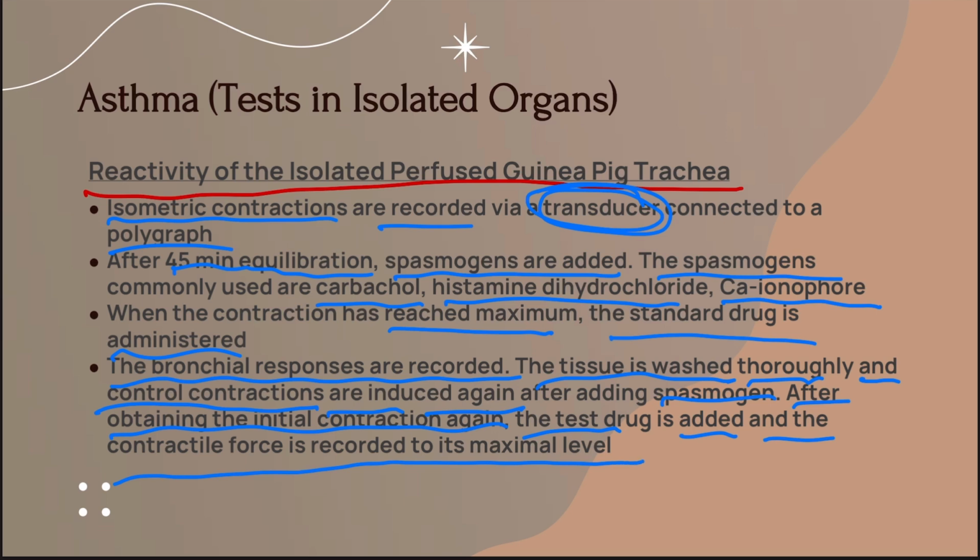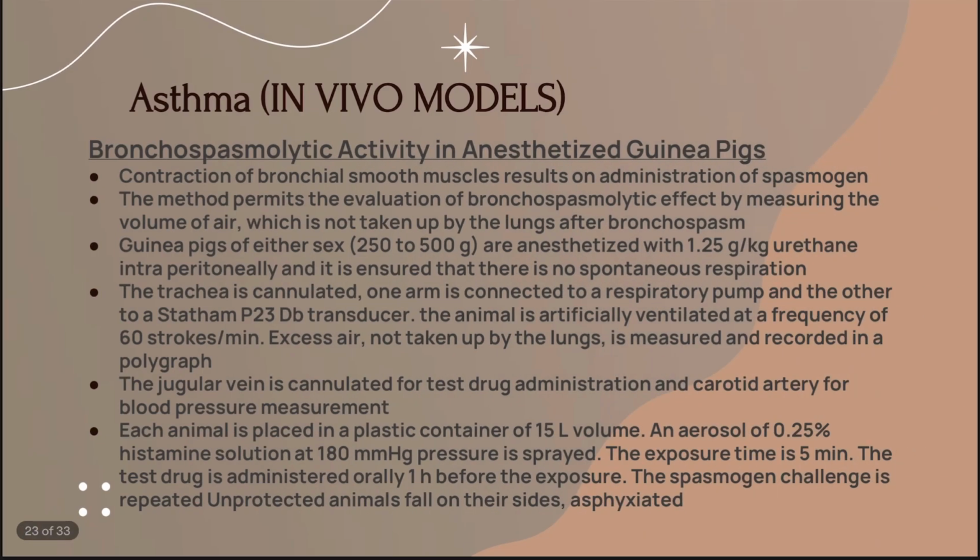Now coming to the in vivo models for asthma. First is to look for the bronchospasmolytic activity in anesthetized guinea pigs. The contraction of the bronchial smooth muscles results on administration of a spasmogen, and the spasmogens I have already discussed.